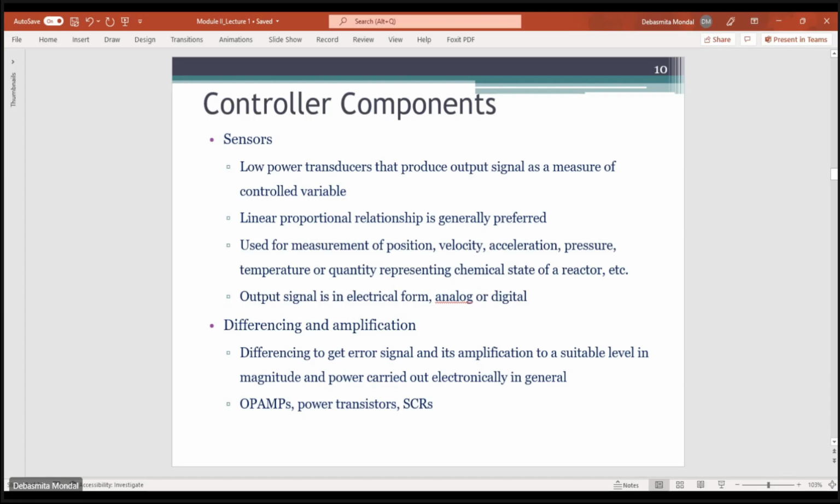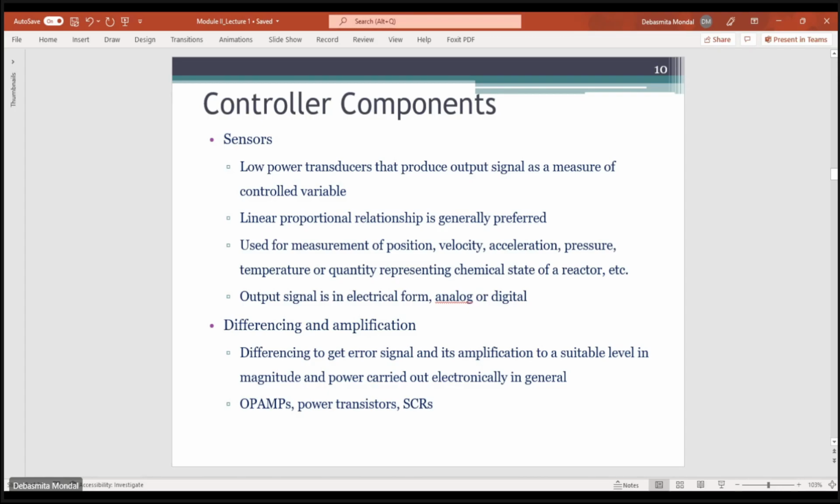Now the second component is differencing and amplification. What is differencing? Differencing is done in order to get the actuating signal or the error signal, and the amplification step is used because we need to increase the value of this error signal to a suitable level both in magnitude and power, so that it will be able to power up the subsequent stages.